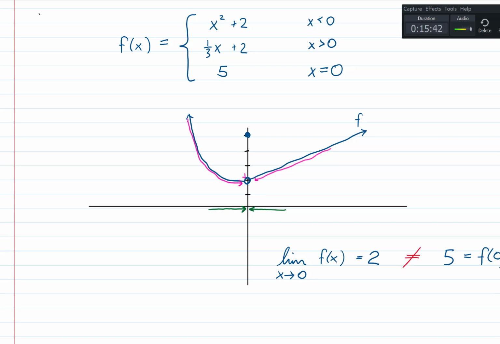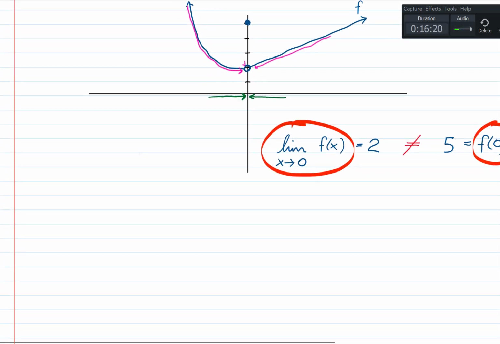So you see, it's very important for you to understand that this thing right here, the limit of f of x as x approaches 0, means something totally different than f of 0. They mean two totally different things. Now, sometimes they might happen to come out to be the same number, but they mean two totally different things. I'm going to write that down because it's so important.